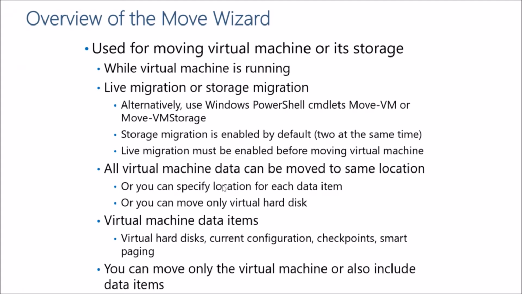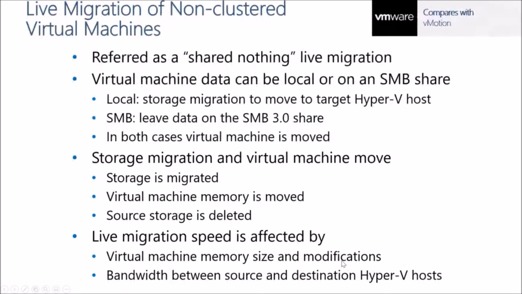Normally we would choose the same location. If you wanted to, for some reason, you could have them in different locations. Virtual machine data items include the virtual hard disk, the configuration, the checkpoints or snapshots, and the smart paging, which is basically your virtual memory. You can move only the virtual machine, or also include the data items. And that compares to vMotion in VMware.